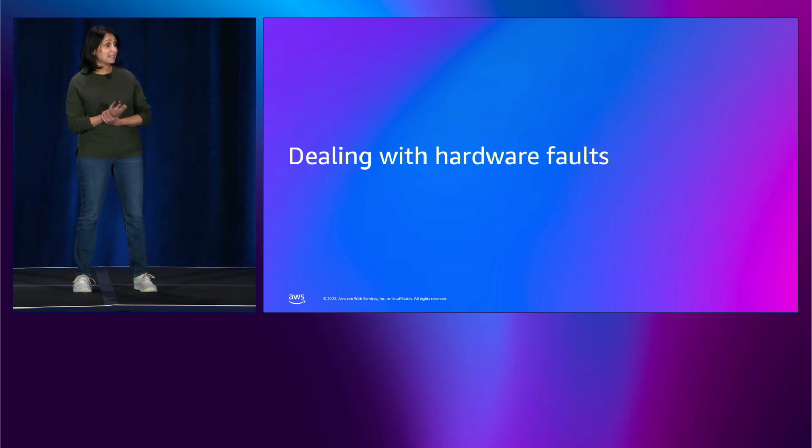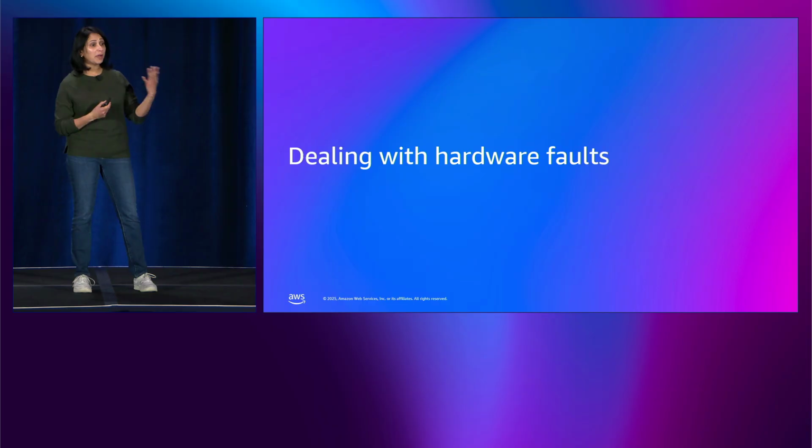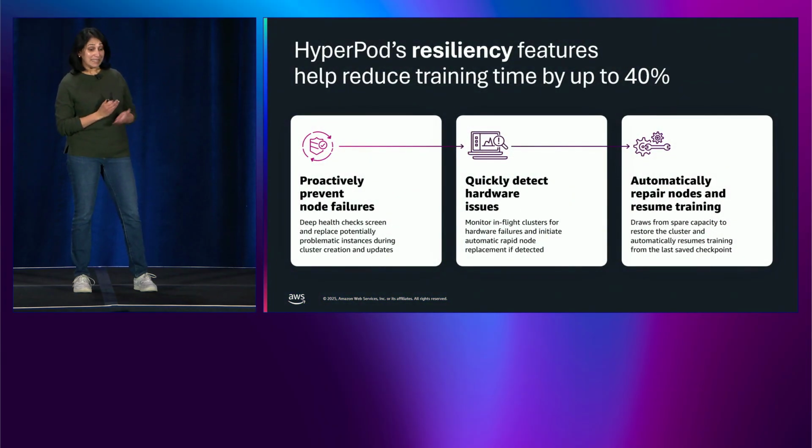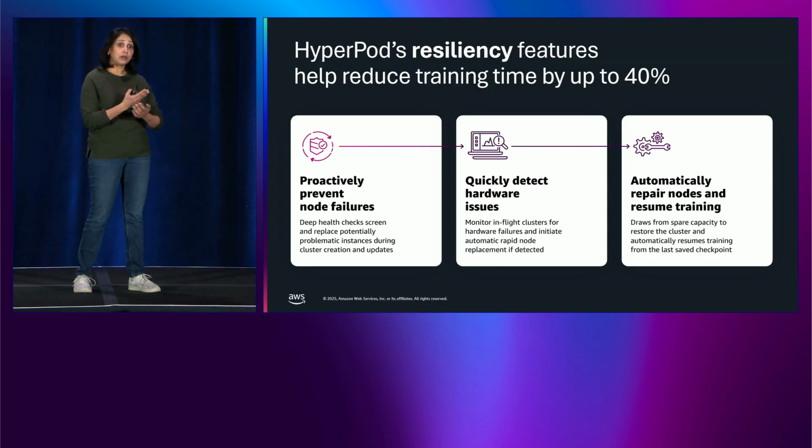The last challenge we had discussed was hardware faults, and how once you get started on your training, you might run into hardware faults or network issues. HyperPod has a bunch of resiliency features that help you with this. First, it comes with a health monitoring agent that is proactively monitoring your cluster for hardware failures or network issues. When an issue is detected, HyperPod will pause the training, either reboot or replace the node, depending on the kind of error, and then restart your training from a previously saved checkpoint, all without any manual intervention.